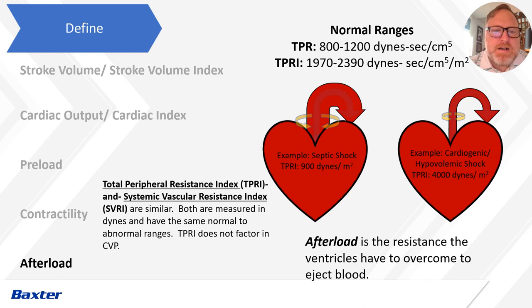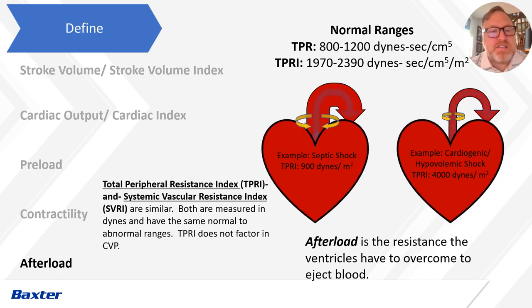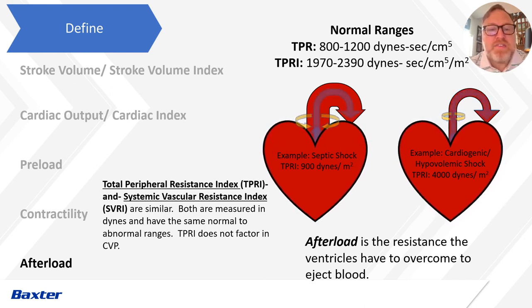Okay. One thing I want to say on the side here is that total peripheral resistance index, TPRI, and systemic vascular resistance index, SVRI, are very similar. Both are measured in dynes and have the same normal to abnormal ranges. The biggest difference is TPRI does not factor in CVP like SVRI does.